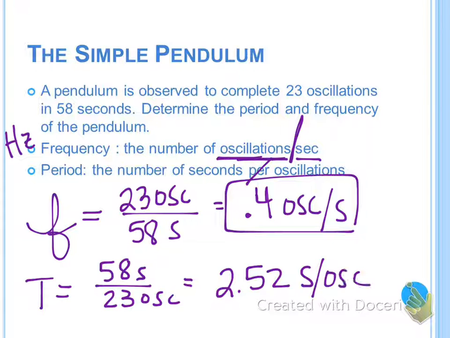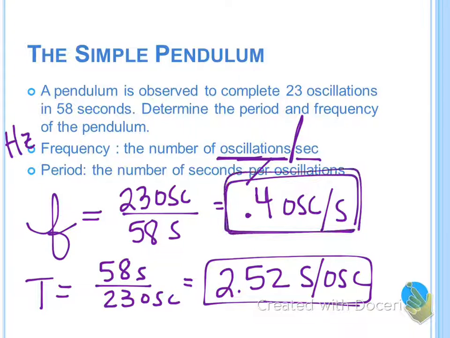seconds per oscillation. And since we know it's usually per one oscillation, we can just leave that off, but you can keep it on there as well, right? It doesn't really make a big difference. Okay, 2.52 seconds per oscillation. And again, usually we measure it just in seconds because it's per one oscillation. So when we're dividing anything by one, we can drop that off.